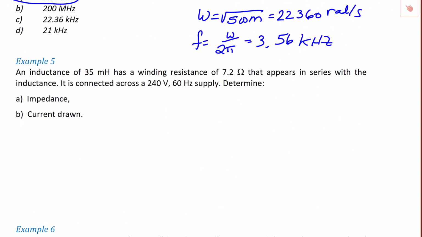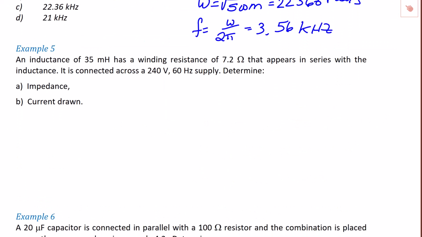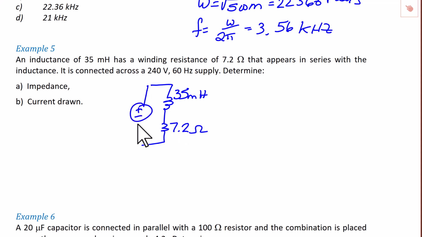Example 5: an inductance of 35 millihenry has a winding resistance of 7.2 ohms that appears in series with the inductance. It is connected across a 240 volt, 60 hertz supply. Determine the impedance and the current draw. So the first thing we will do is draw a diagram of a 35 millihenry inductor in series with a 7.2 ohm resistor, and then we will draw the supply that is 240 volts and 60 hertz.